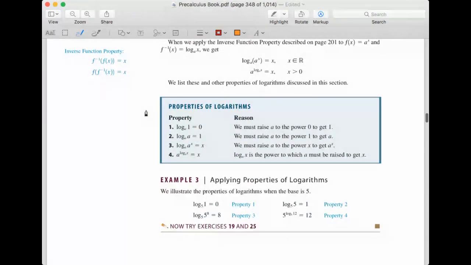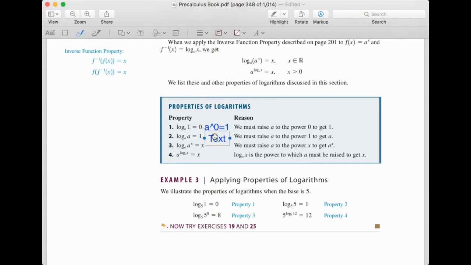Okay, we have some special properties. Those properties we need to get used to, we need to remember. Log base a, where a can be any positive number, not 1, because it could be 1, but 1 is not interesting. So log base a of 1 equals 0. Why? Because a to the power of 0 equals 1. Anything to the power of 0 equals 1.